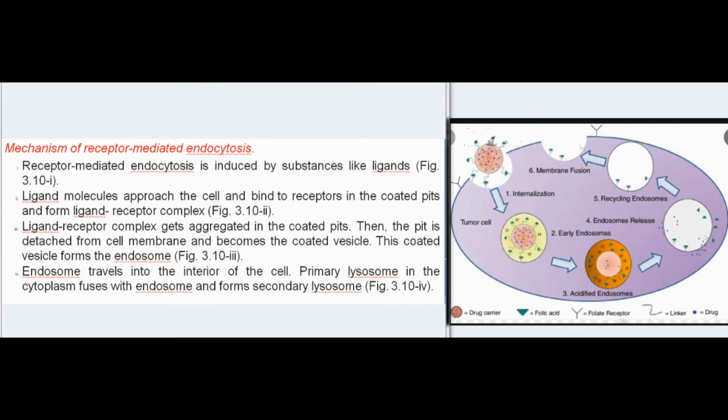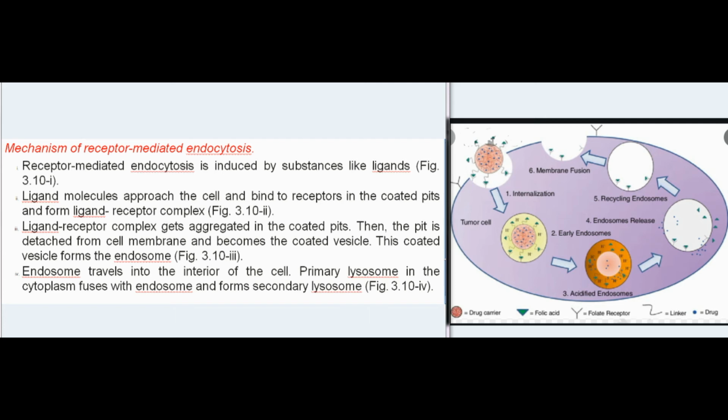Mechanism of receptor-mediated endocytosis. Receptor-mediated endocytosis is induced by substances like ligands, Fig 3.10-1. Ligand molecules approach the cell and bind to receptors in the coated pits and form ligand-receptor complex, Fig 3.10-2. Ligand-receptor complex gets aggregated in the coated pits. Then, the pit is detached from cell membrane and becomes the coated vesicle. This coated vesicle forms the endosome, Fig 3.10-3.